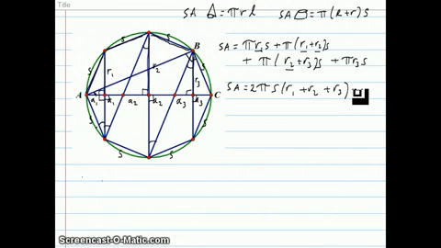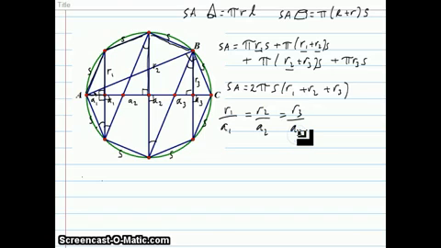But this isn't really that useful because we have this r1 plus r2 plus r3. I want to show you how we can relate that to other parts of this circle. Now, because of similar triangles, we can say that r1 over a1, a1 is from here to here, is equal to r2 over a2, which is equal to r3 over a3. These are the long side and the short side of each of these similar triangles. And the big similar triangle ABC has that true also.